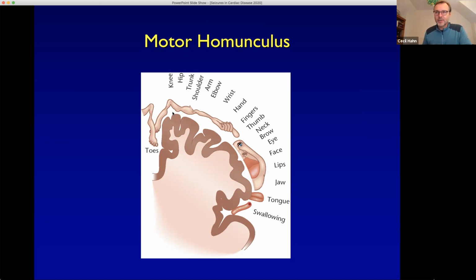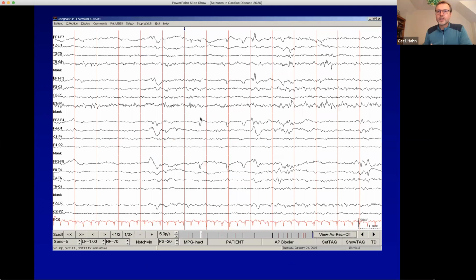So this is the top of the brain and this is the side of the brain. It's kind of a slice, vertical slice. And you can see the shoulder is right up here near the top of the central head region, face is here down the side, etc. So we would expect to see something in here on the EEG. And here's what our EEG showed.